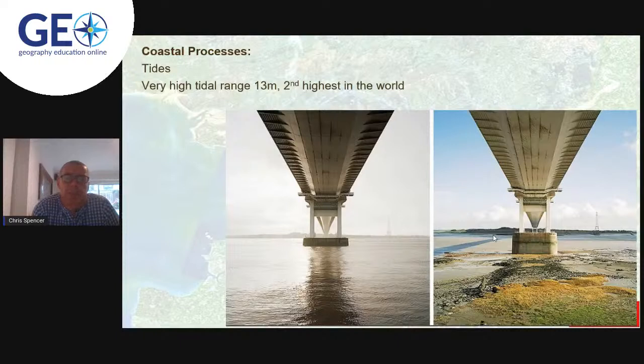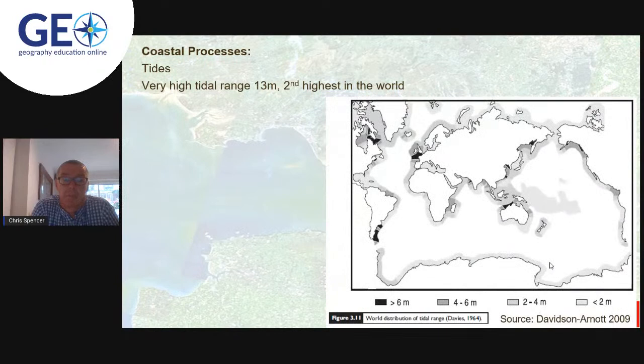And then tides. The Severn estuary is renowned as having a very high tidal range, that vertical difference between high and low water. This image essentially demonstrates, on the legs of one of the Severn crossings, the difference between high water in the image on the left and low water in the image on the right. The vertical difference between the two is around 13 meters. And that's huge from the point of view of tidal ranges. That's enormous. It's globally significant.